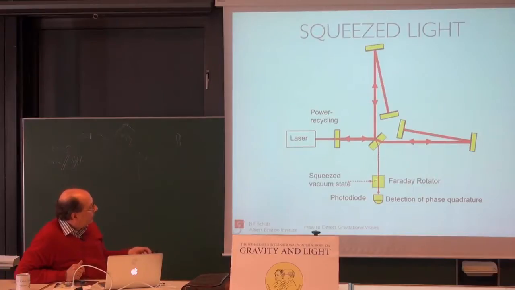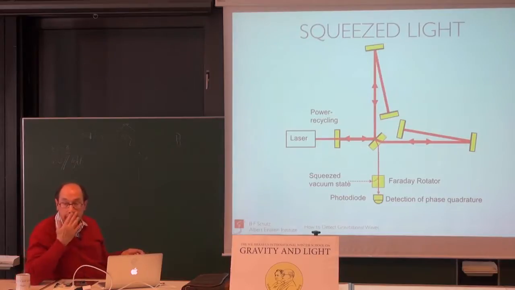You put a mirror here. You put an apparatus here. You put a mirror here. And you stop the vacuum coming in a raw way, and you squeeze it. You turn it into a different vacuum state with correlations.